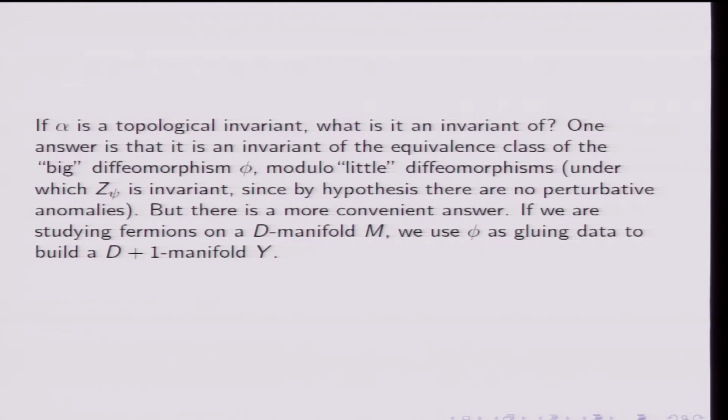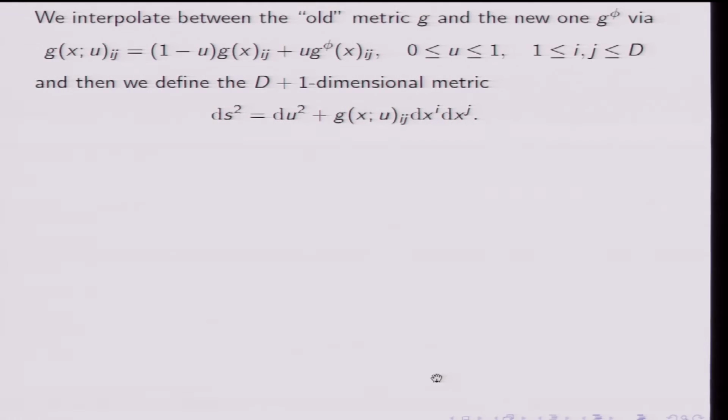If we're studying fermions on a D manifold M, we use phi as gluing data to build a D plus 1 manifold Y. We do it in the following way. First, we interpolate between the old metric G and the new one G phi by a one-parameter family of metrics, where a parameter U varies from 0 to 1, and I've just written a formula that agrees with G if U is 0, and with G phi if U is 1.